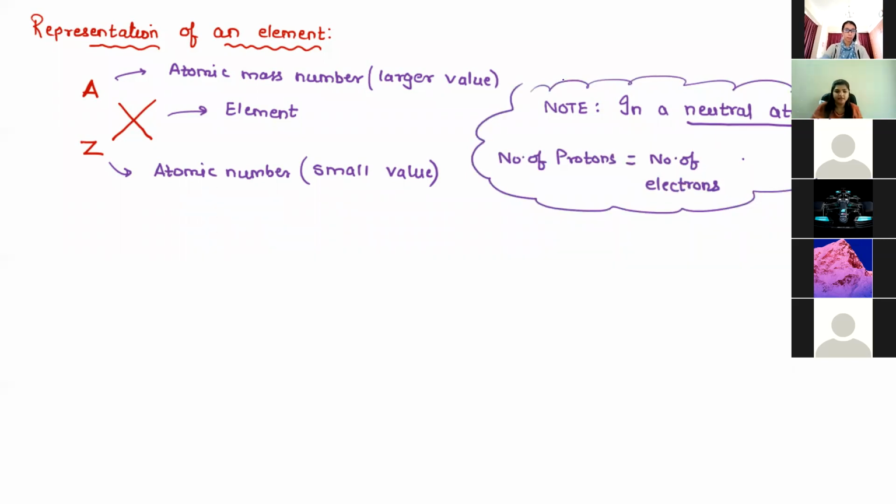Can the number of neutrons be a decimal? The number of neutrons cannot be in decimals. Actually, the atomic mass number is rounded off. The reason the decimal is there is that it is the average atomic mass. We will study why it is in decimal, and I will tell you in the next lecture.